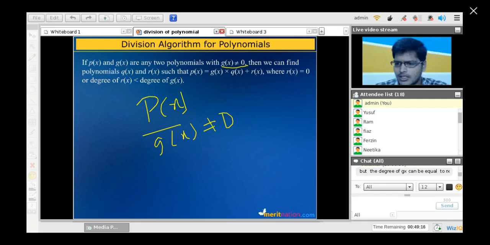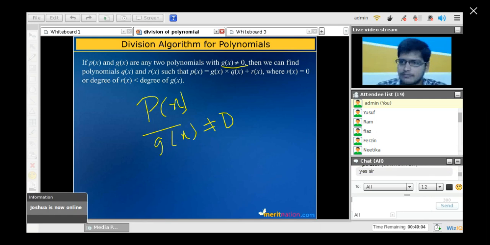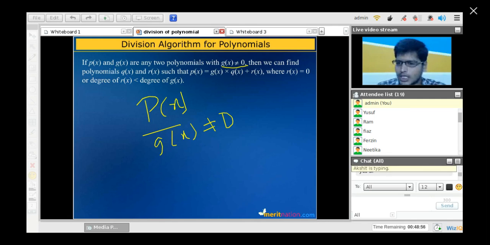But the degree of r of x should be less than the degree of g of x. If I'm correct, we have also seen that if it is equal, you can definitely get the highest degree term. Are you able to understand, Akshat? If the degree is equal, then you can eliminate that highest degree term of r of x by multiplying somehow.